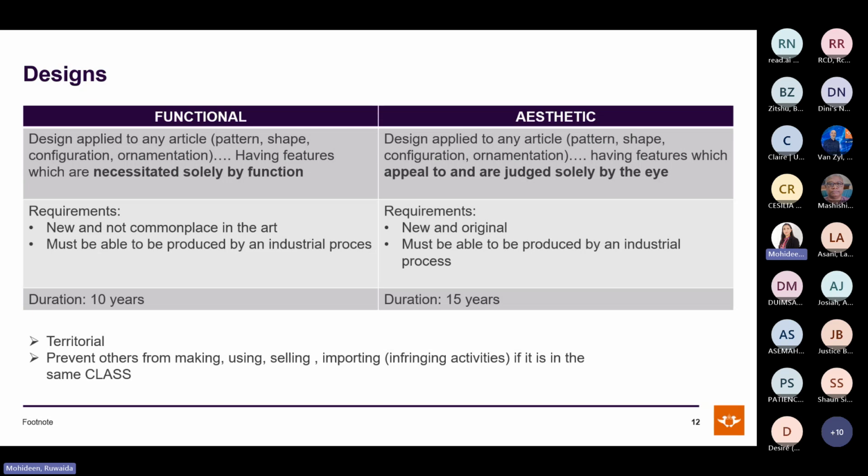And then you apply for design registration and then you protect it for that shape to then produce it through an industrial process. And that protection for functional design lasts 10 years. For an aesthetic design, which is purely based on how something looks, its pattern, its shape, its configuration, it lasts for up to 15 years.